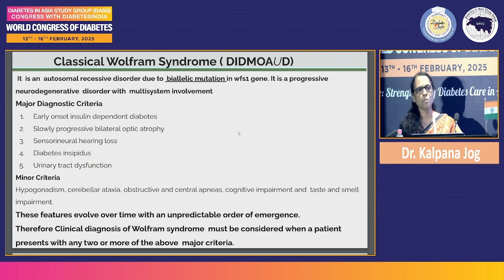Anyway, the most important thing is that these features evolve over a long time, and the order of emergence is also very unpredictable. What I mean is, you can develop diabetes insipidus before optic atrophy, or one can develop deafness before diabetes. So clinical diagnosis of Wolfram syndrome must be considered when a patient who is diabetic presents with any two or more of these major clinical criteria.